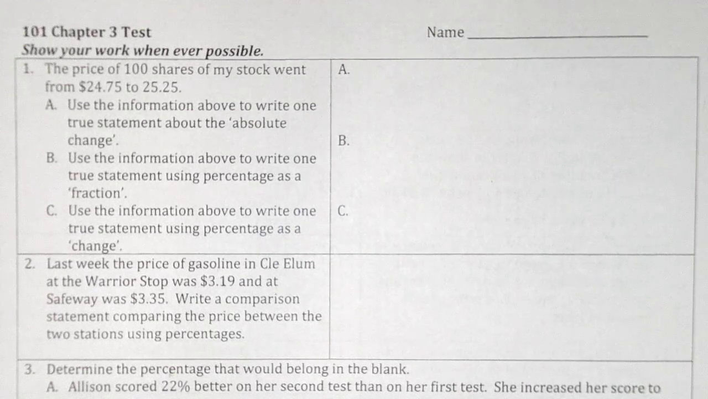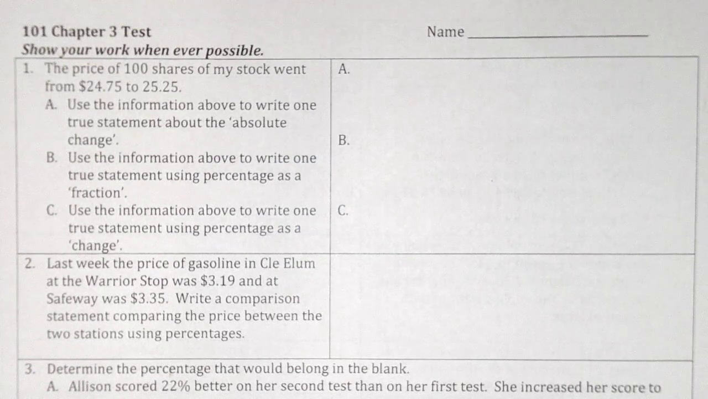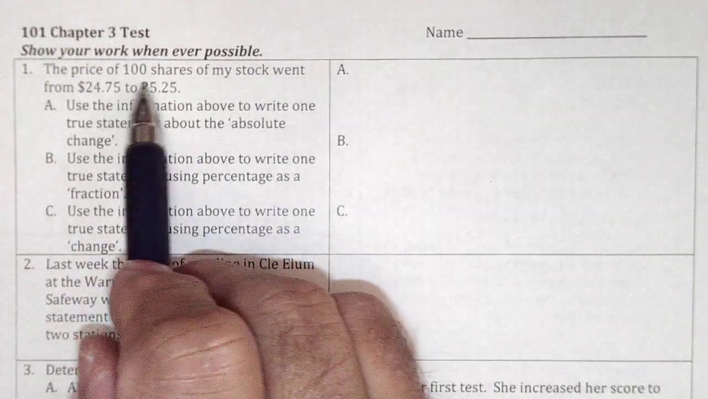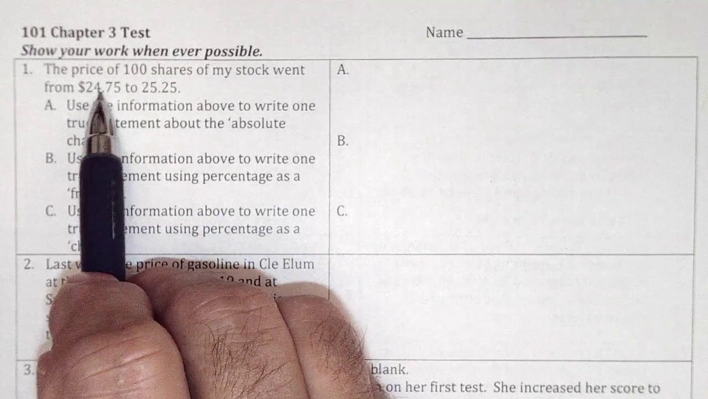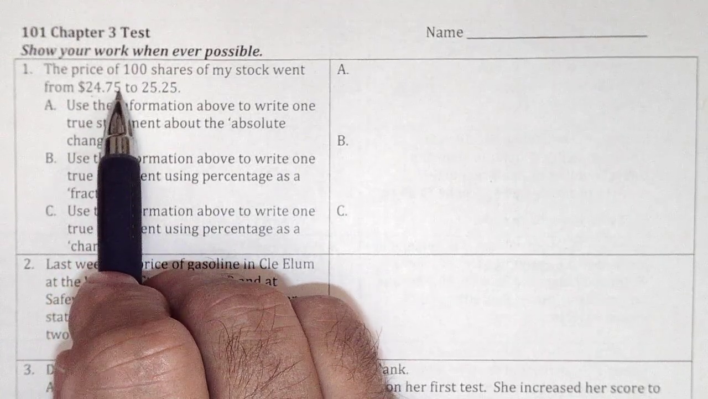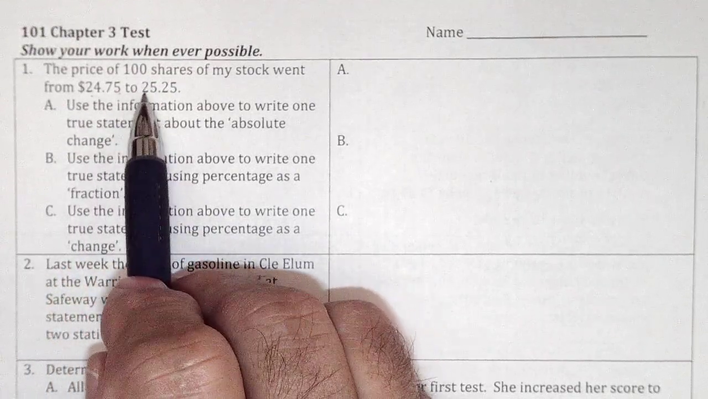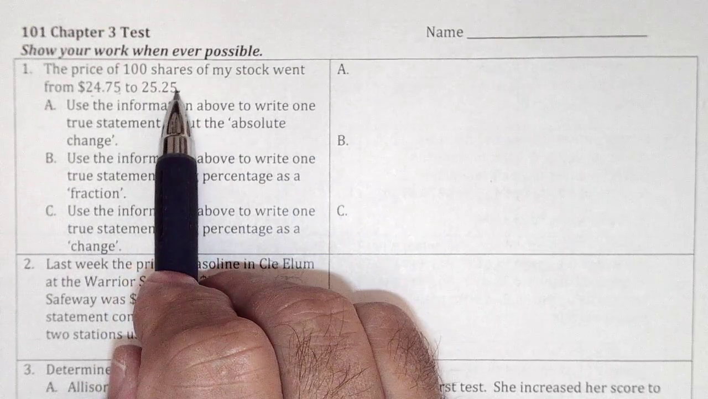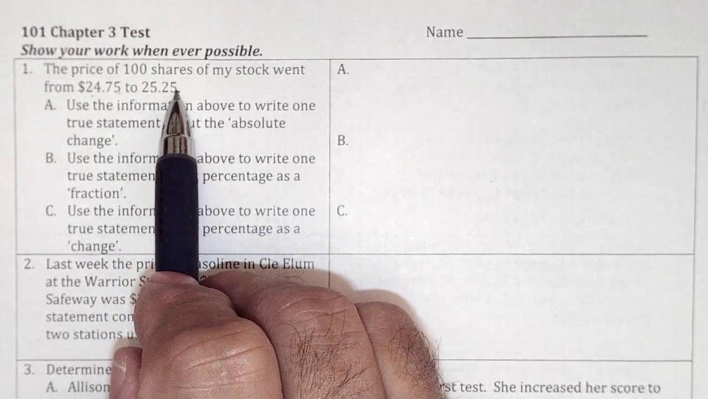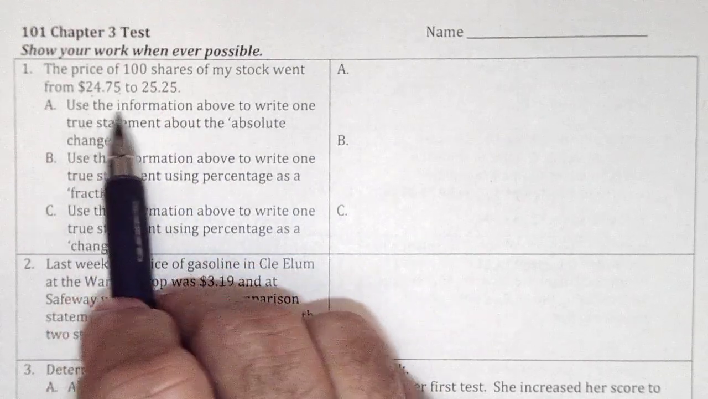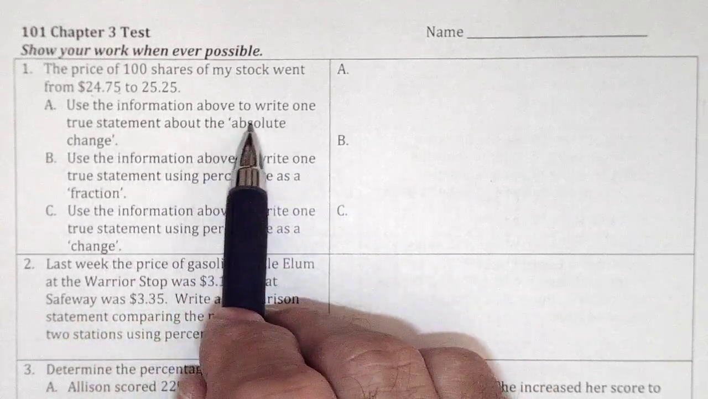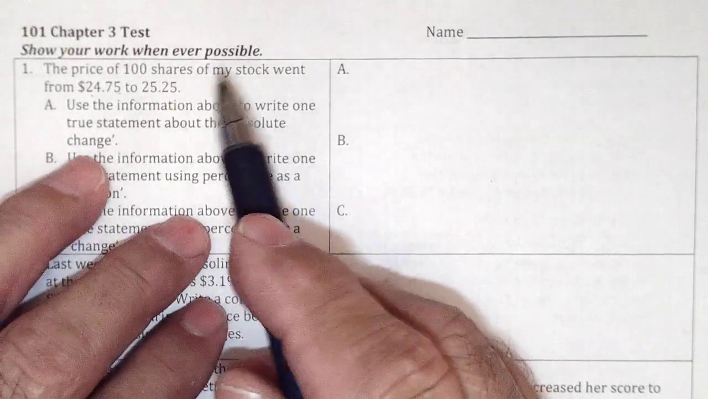All right, let's go through this sample test. Number one, looking for a writing pencil here. There we go. Number one. The price of 100 shares of my stock went from $24.75 a share to $25.25 a share. Use the information above to write one true statement about the absolute change.